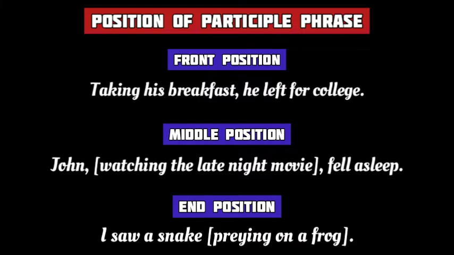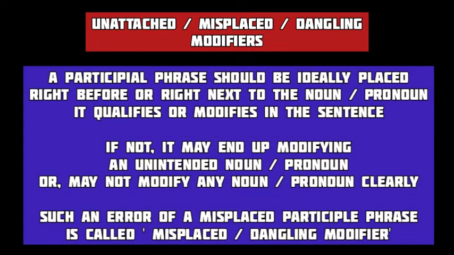So it's called the end position or final position participle phrase. But what is most important is that a participle phrase should be placed directly before or next to the noun or pronoun it modifies in the sentence. If you do not place the participle phrase beside the noun or pronoun it modifies, it will convey a wrong meaning or it will end up modifying an unintended noun or pronoun in the sentence.